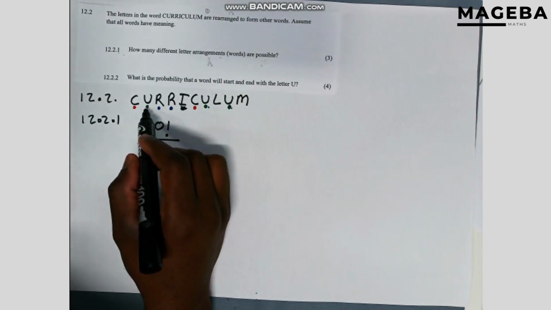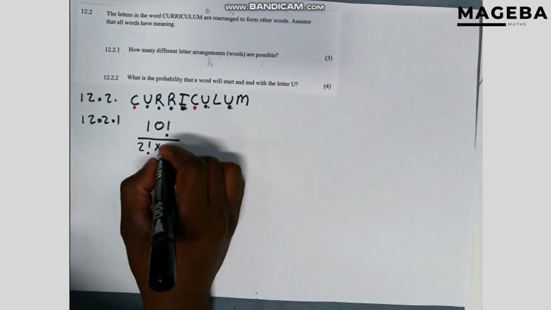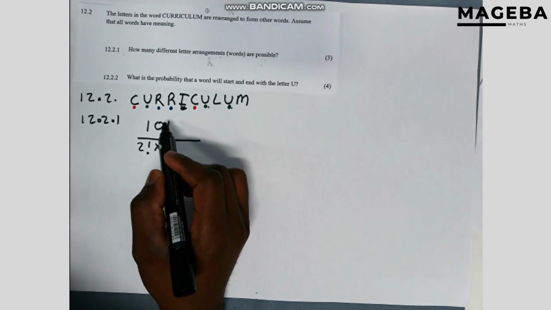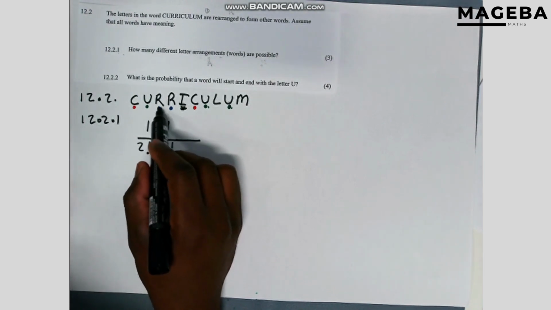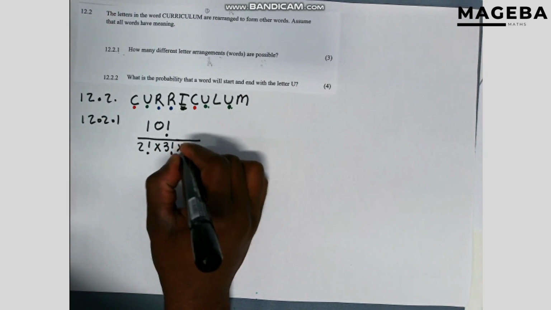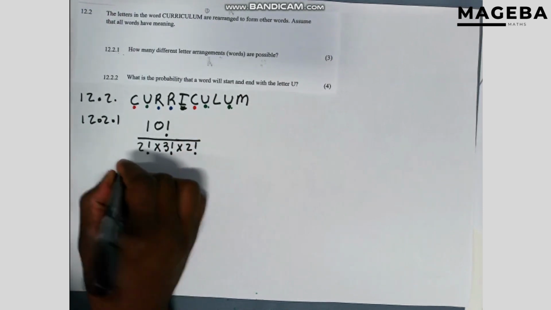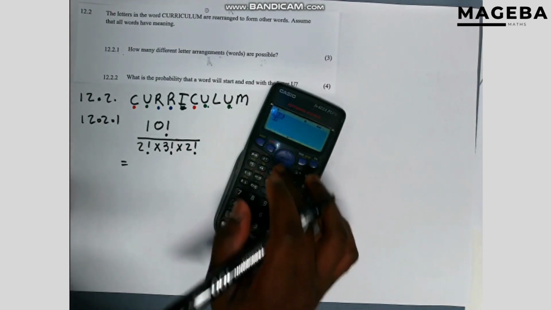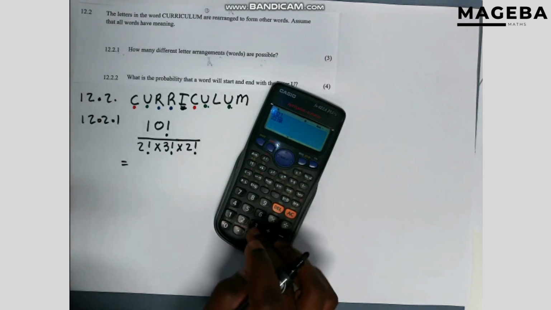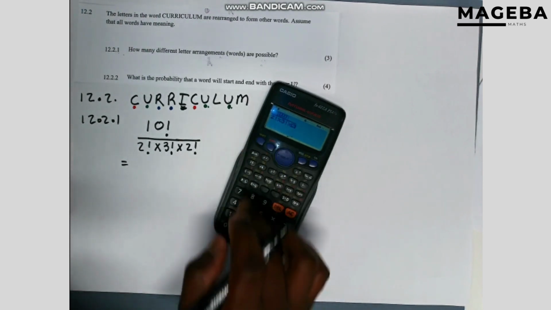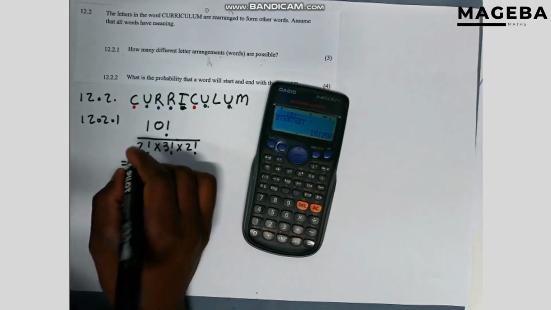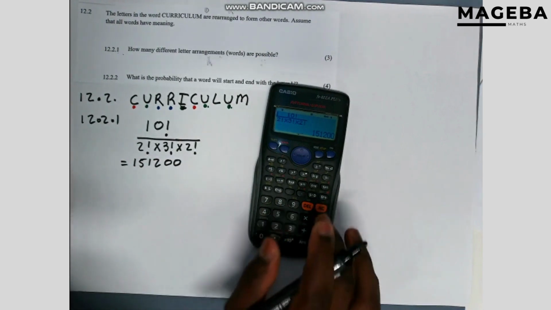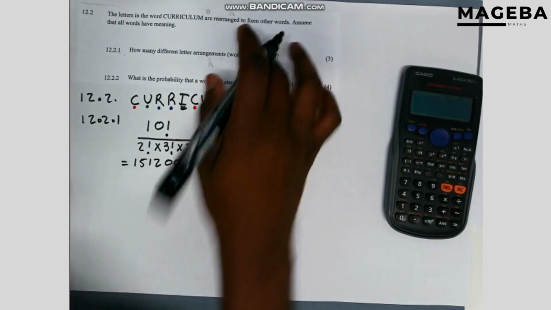Also U is repeated how many times? 1, 2, 3. So U is repeated 3 times, so we have 3 factorial. Then we also have R that is repeated how many times? 2 times, so we have times 2 factorial. So finding the arrangement there, 10 factorial over 2 factorial times 3 factorial times 2 factorial, and then our answer here we get 151,200. So this is our answer we are getting from the arrangement of this word.